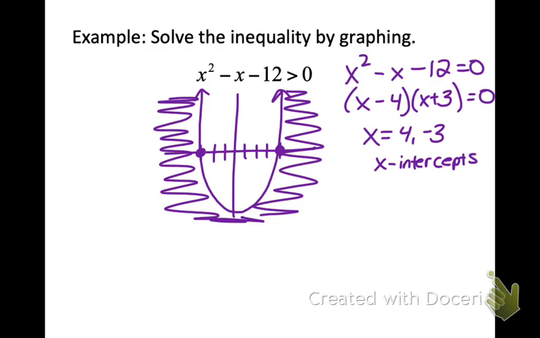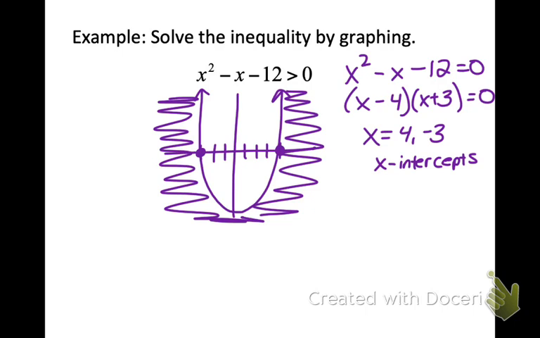Now, if we think about tester points, 0, 0 is a nice tester point. If I plug in 0 for x, what do you get on the left-hand side? Negative 12. Is negative 12 bigger than 0? No. That's why I don't have shading occurring on the inside. So that's why it has to be everything on the outside.